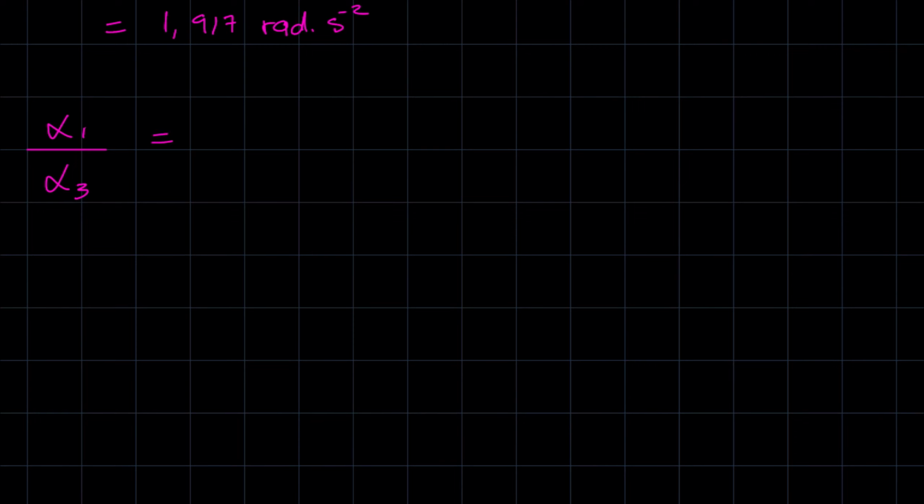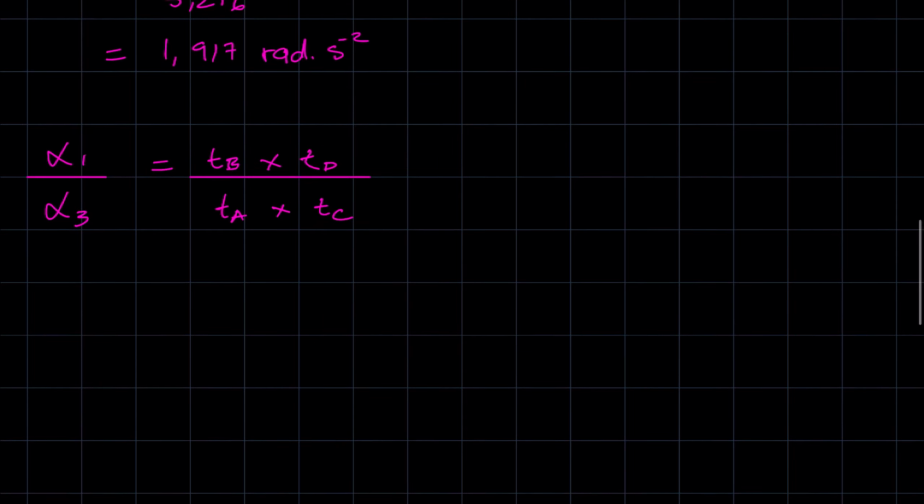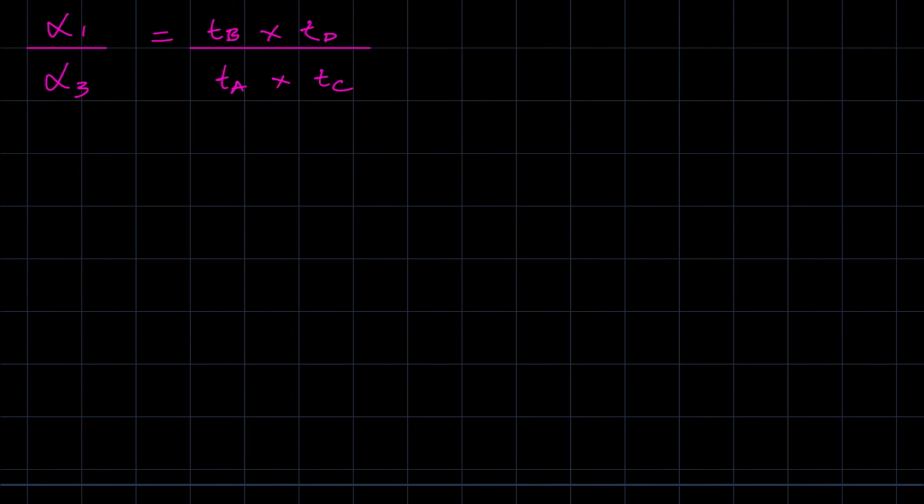In terms of number of teeth, the gear ratio would be the product of T out divided by the product of T in. T out here is TB times TD, divided by the product of T in, which is TA times TC. Now we have all the numbers of teeth, and we've calculated this one here, so we can solve for this, making the angular acceleration of the output shaft the subject.